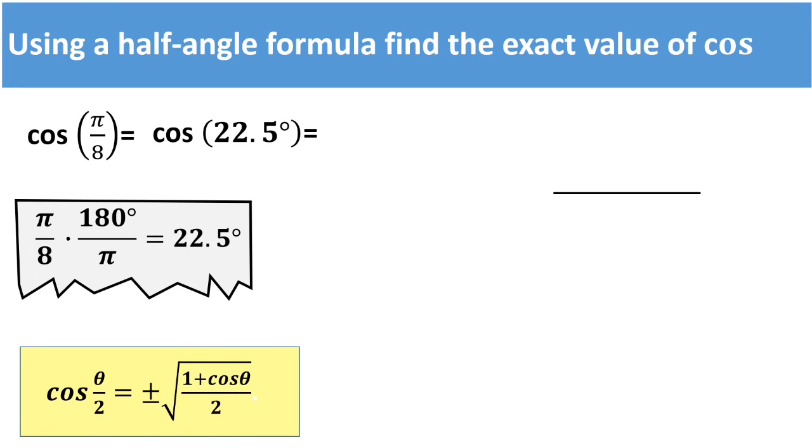To use the half-angle formula, we need to think of an angle that when divided by 2 is 22.5. That angle will just be 22.5 doubled. Notice pi over 8, 22.5 degrees, and 45 degrees over 2 are all equal to one another. Now we can substitute 45 degrees into the formula.